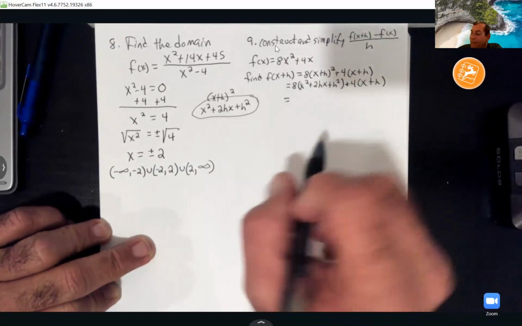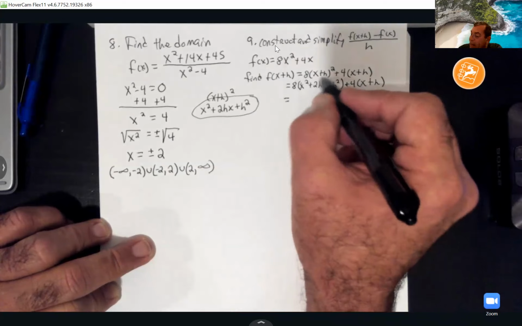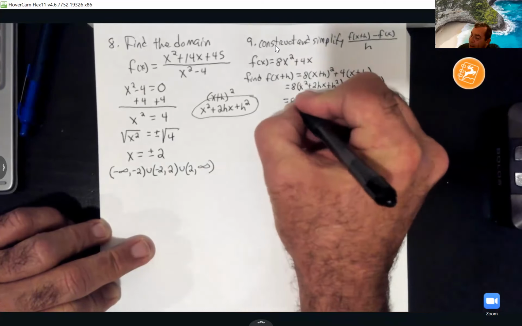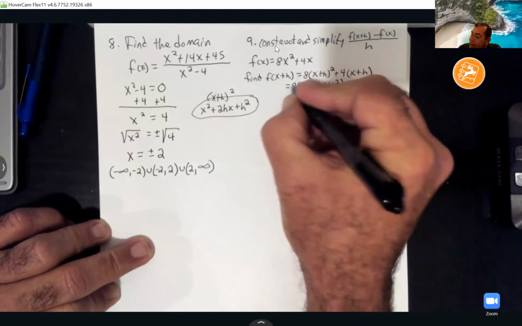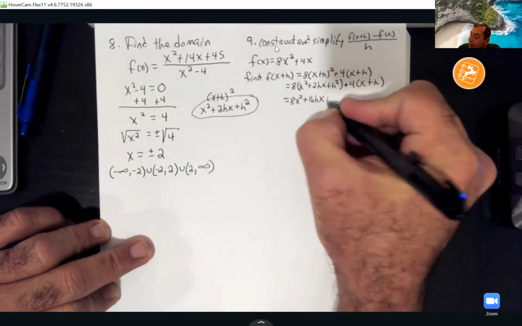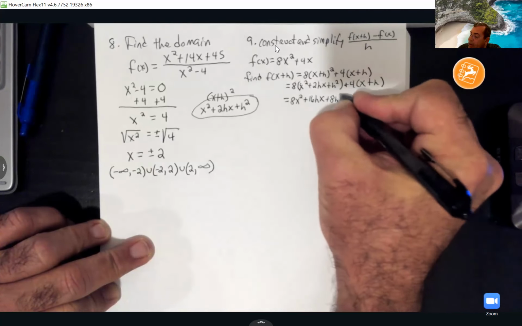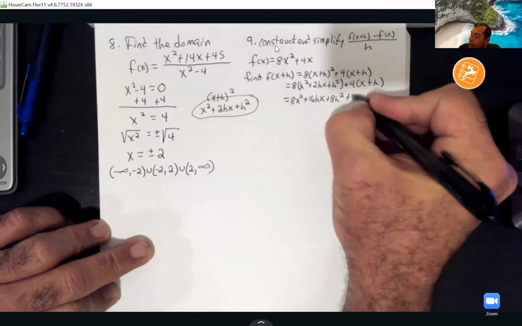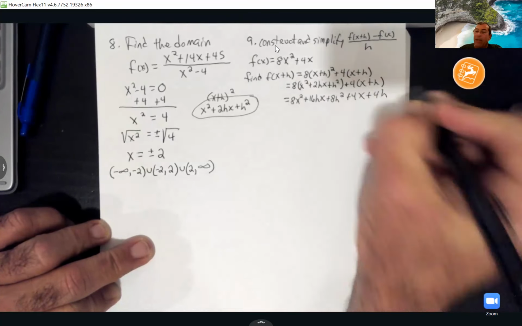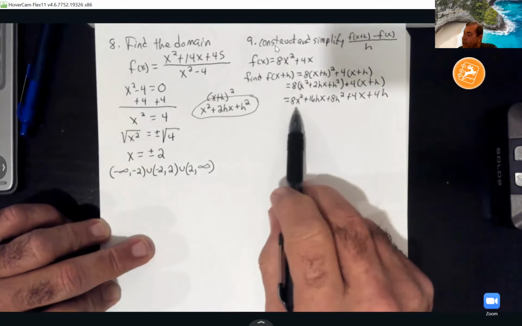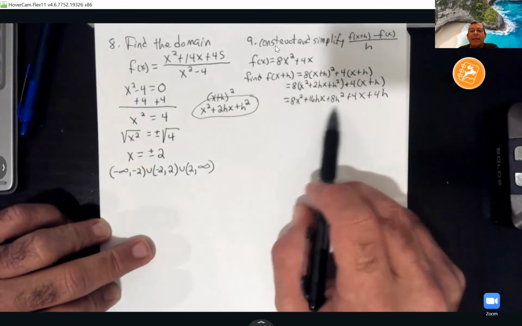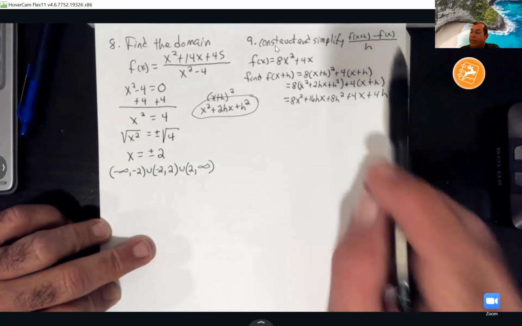Now, to finish simplifying this, we're going to distribute the 8 and the 4. So 8x squared. 8 times 2 is 16hx. 8h squared. And this one will give me a plus 4x. And then 4h. Now, guess what? No like terms. So all of this is now f of x plus h.